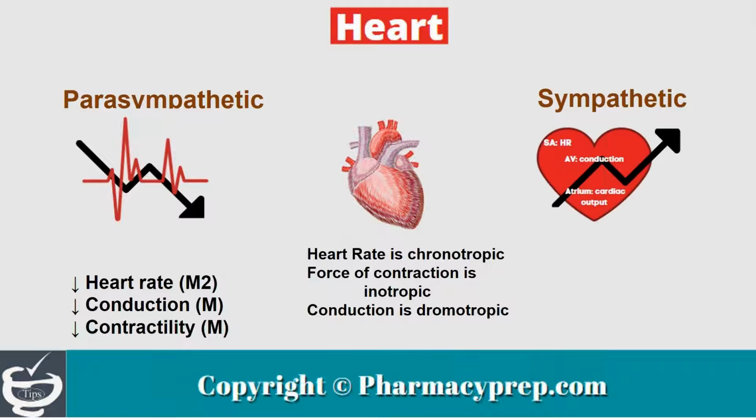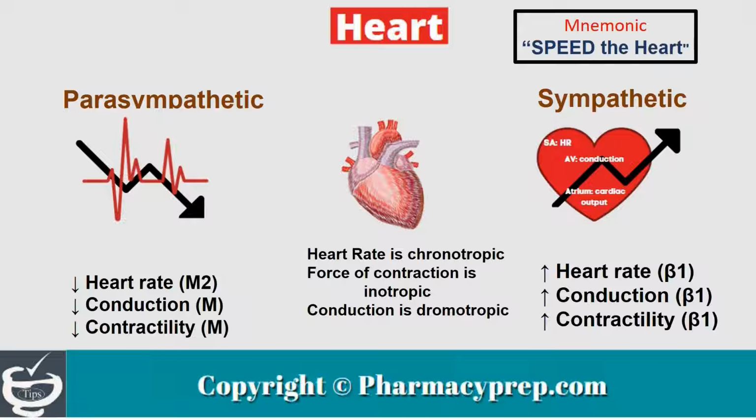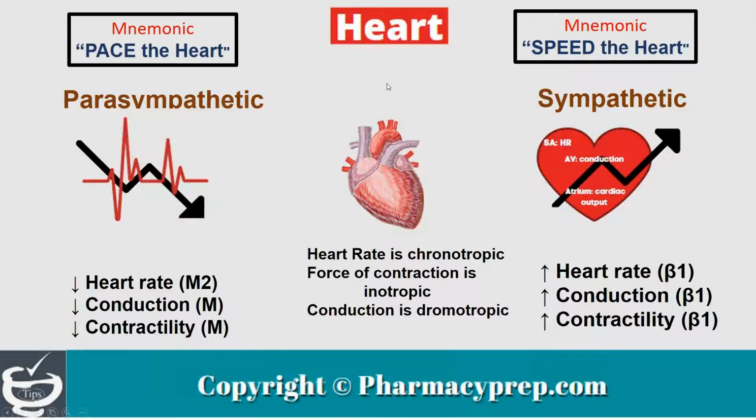So the most primary effect of sympathetic is caused by beta 1 receptors. In the heart, the sympathetic system increases the heart rate, conduction, and contraction. So the mnemonic for sympathetic on the heart is speed the heart. Sympathetic speed, S for speed, S for sympathetic. Then parasympathetic, P for pace the heart, slows down the heart rate.